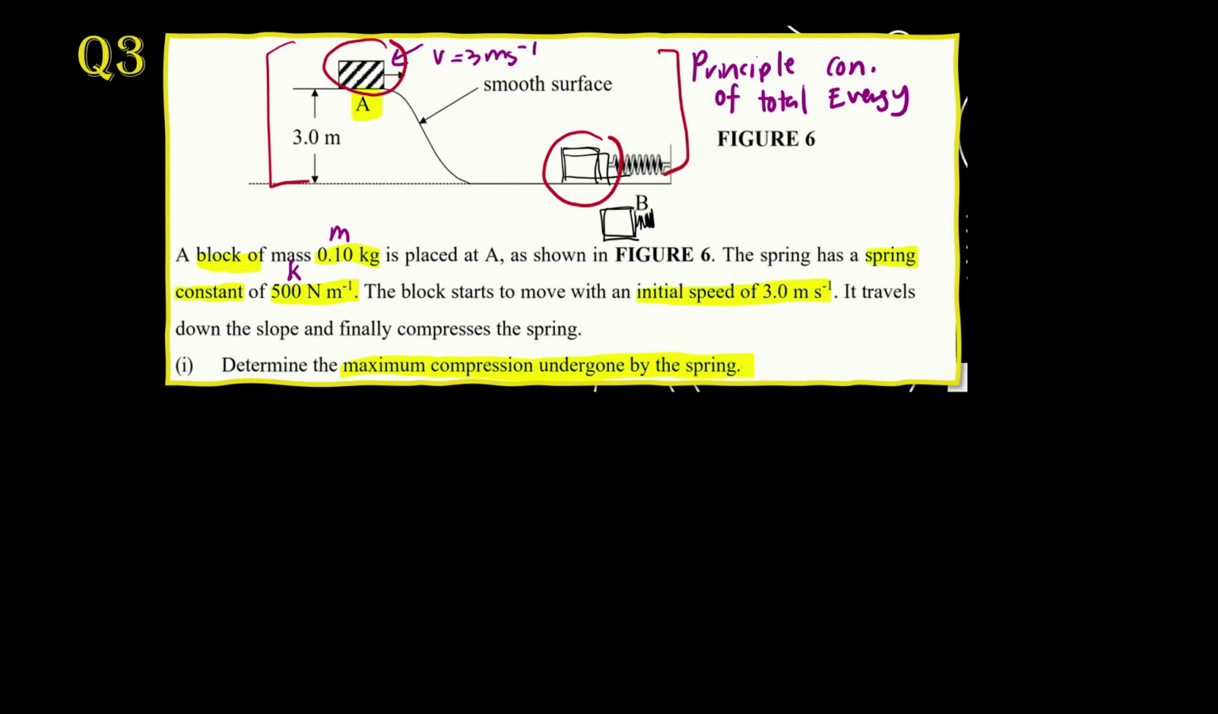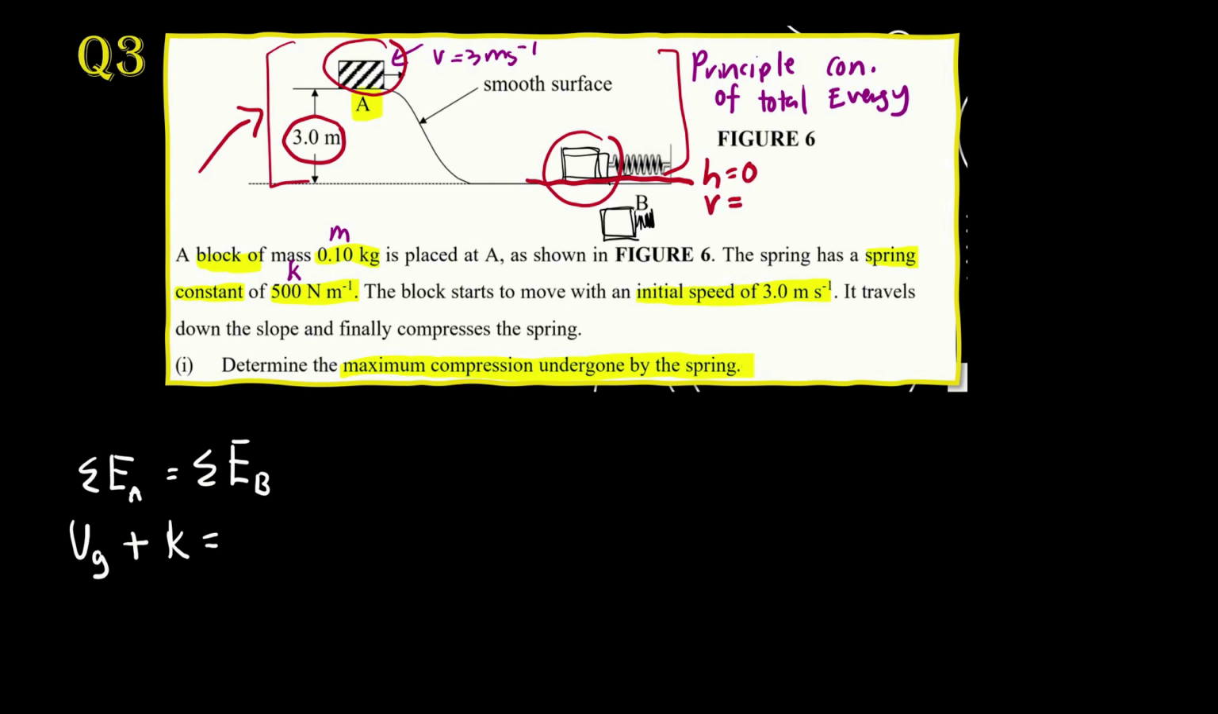So based on the conservation of energy, we have summation of energy at point A equal to summation of total energy at point B. Let us refer to point A. We have height, which means that at point A we have gravitational potential energy, and we also have velocity, which means that we have kinetic energy. At point B, we don't have height, so our height is equal to 0, and our velocity is also equal to 0, because when the block compresses this spring, it will stop. At point B, we only have elastic potential energy because the spring is compressed.